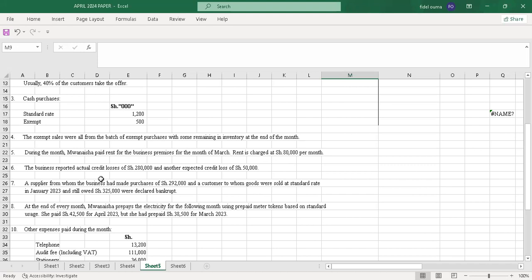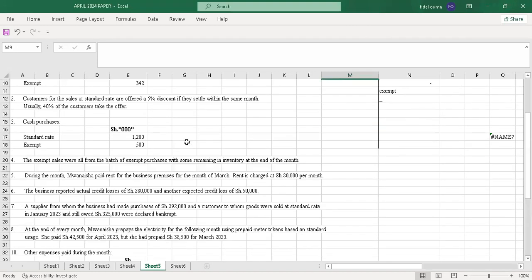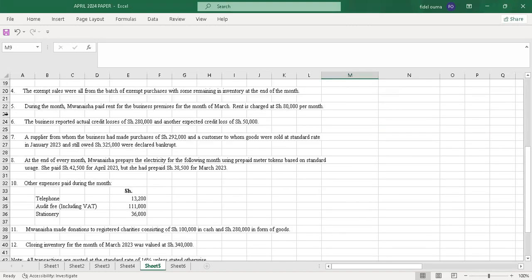So we go to additional information number 6. The business reported actual credit losses of shillings 20,000 and another expected credit loss of shillings 50,000. Credit loss and expected credit loss are all items of the balance sheet, so they don't affect the VAT account. So we ignore this information. So I'll go to additional information number 7.